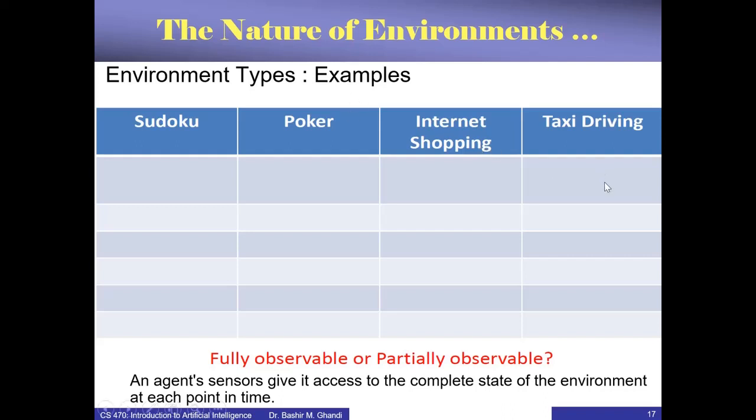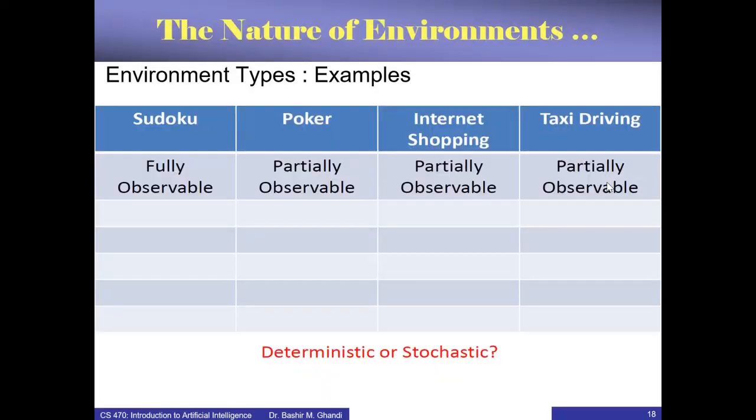Similarly with the taxi driving, you cannot see the entire road from your source to destination. You can only see a portion of the environment at a time. So in terms of partially observable or fully observable, clearly only the Sudoku game is fully observable and the rest are partially observable.